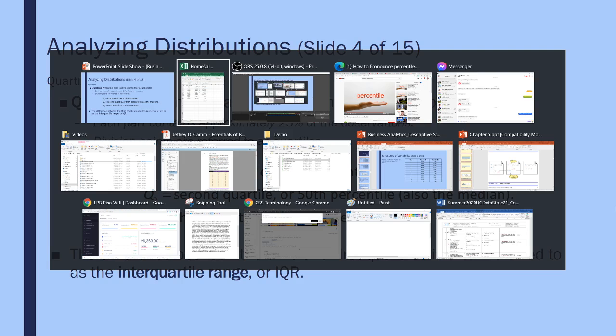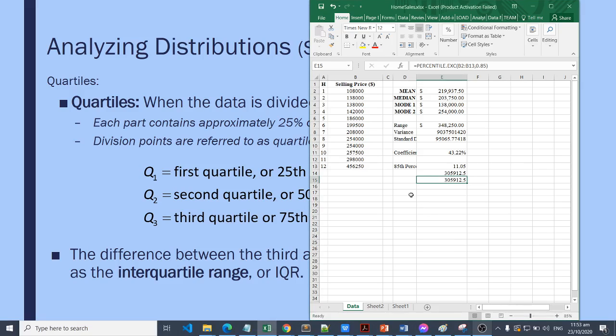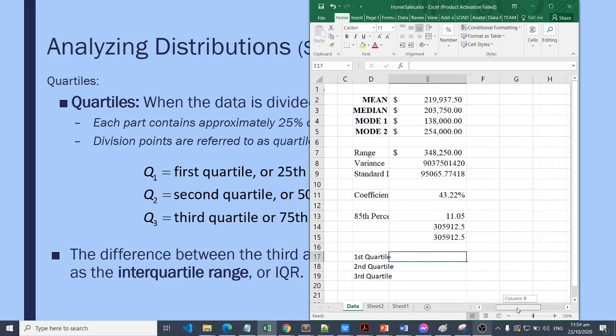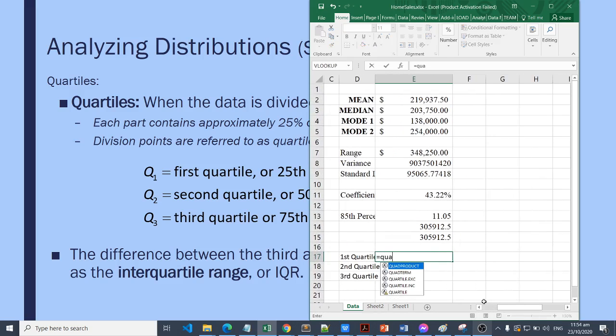Now to get the first, second, and third quartile, we have here quartile one, two, and three. We have the formula equals QUARTILE. We have many options here, and we have to choose QUARTILE.EXC, which returns the quartile of a dataset based on a percentage value from 0 to 1 exclusive.